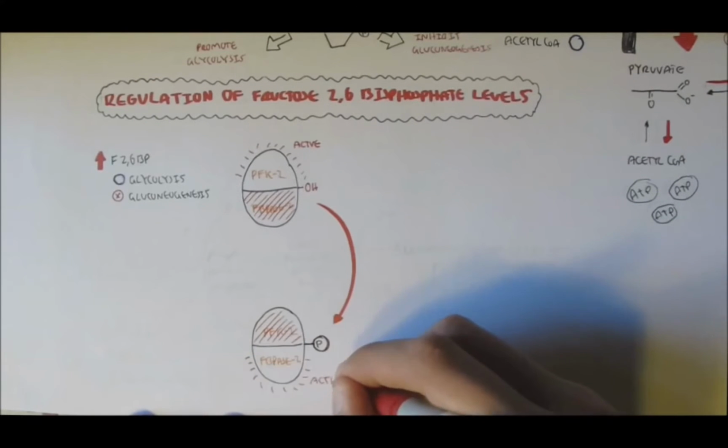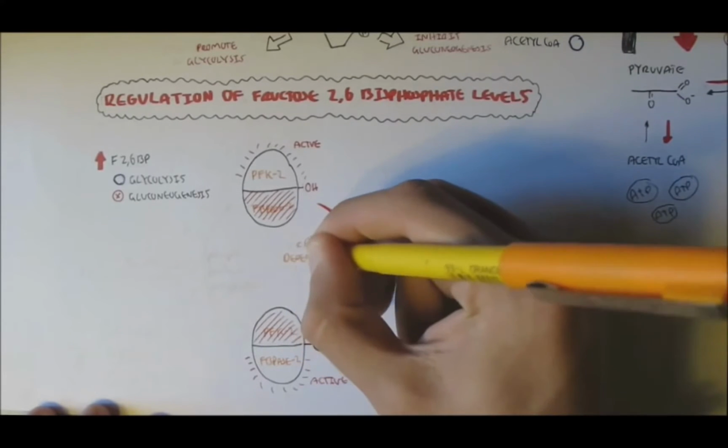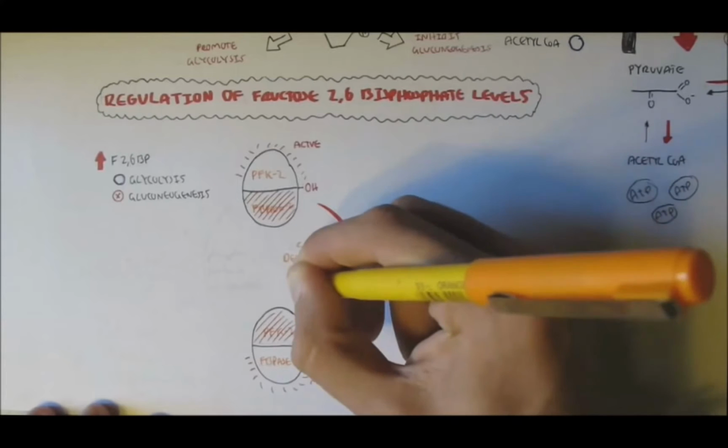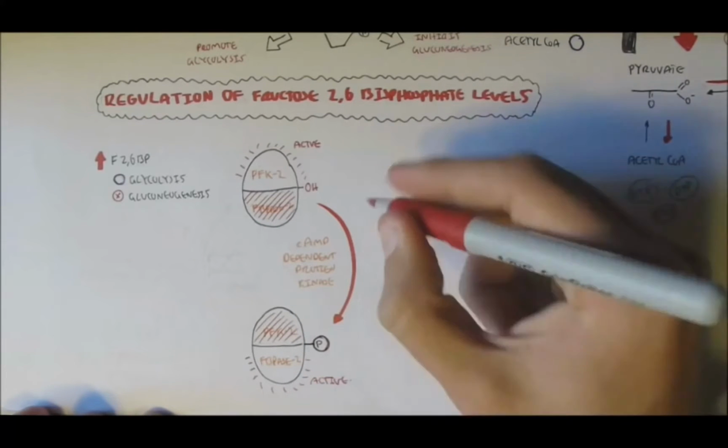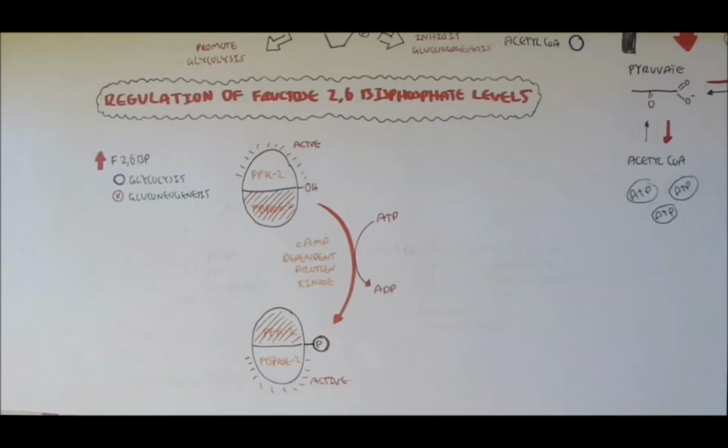I am using an egg as an analogy, by the way. So just to pause here, I don't know if you remember cyclic AMP dependent protein kinase from the last video, but here its main role is to phosphorylate this double egg enzyme to inhibit glycolysis. So it will phosphorylate, give a phosphate group. And same as in the previous video, it also inhibits glycolysis from phosphoenolpyruvate to pyruvate.